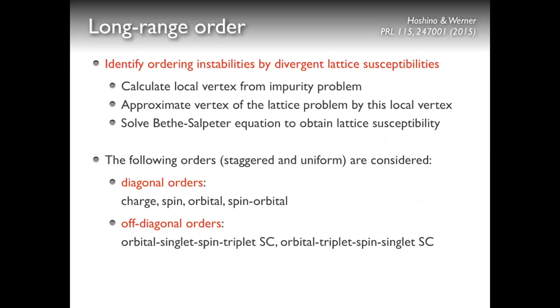So in the following, I want to now discuss the connection between the spin freezing physics and electronic ordering instabilities. And to do this, we calculate the local vertex from the impurity problem, approximate the vertex of the lattice problem by this local vertex and solve the Bethe-Salpeter equation to obtain lattice susceptibilities. And we search for different diagonal and off-diagonal orders, namely charge, spin, orbital, spin-orbital or excitonic order, as well as orbital-singlet spin-triplet and orbital-triplet spin-singlet superconductivity.